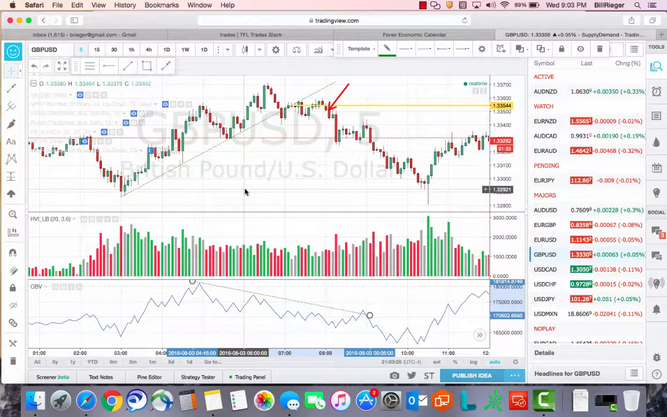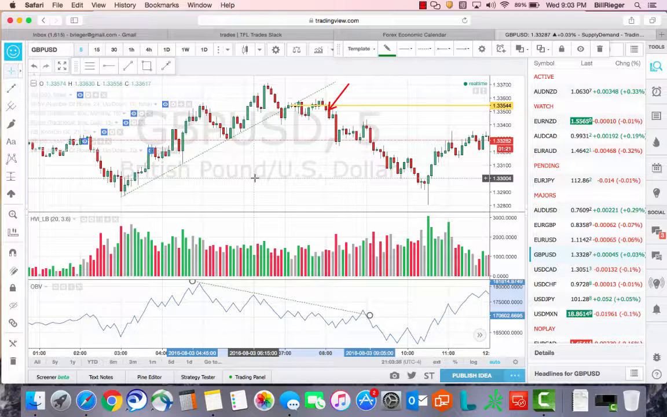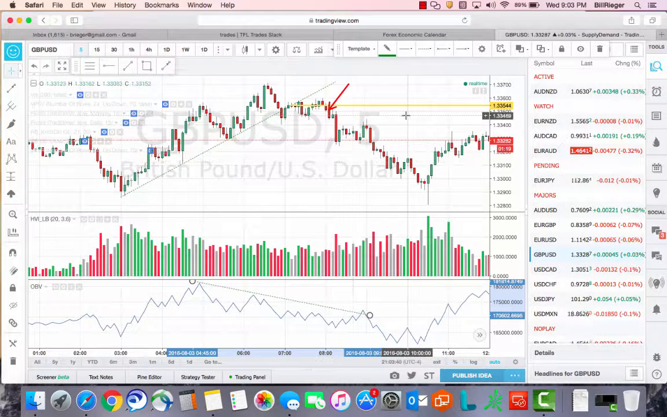Could you have seen this by using Bollinger Bands or stochastics or something else? Probably so. But this is just how I am viewing the market, trying to look at interest via volume. So I guess that's it for this trade.